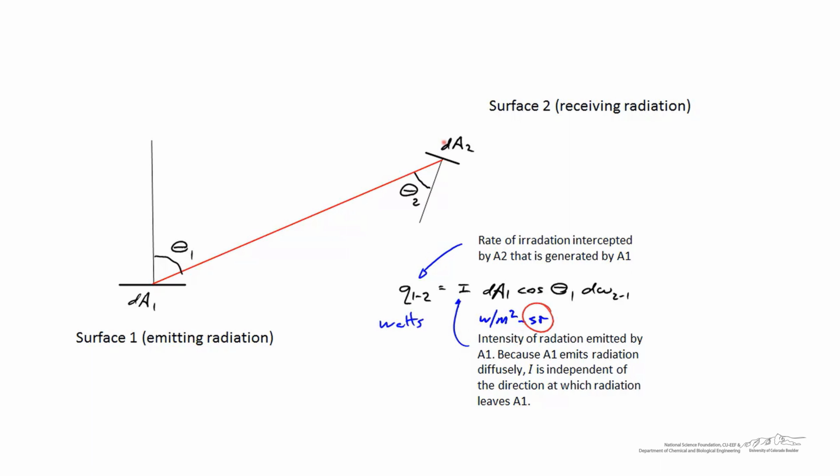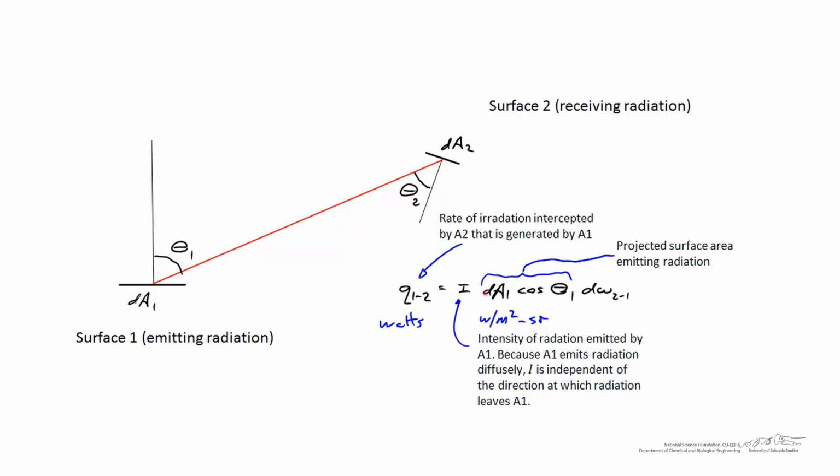In this case, the target is A2. How big does that target look compared to A1? This term, dA1 cosine theta 1, is simply the projected area, the projected surface area emitting radiation. So we talked about at the beginning, if theta 1 was 90 degrees, that would mean this differential area would be lined up like this, and there would be no projected surface area for dA2 to feel. Effectively it wouldn't be shined on at all, because this surface is infinitely thin if theta 1 was in that direction.